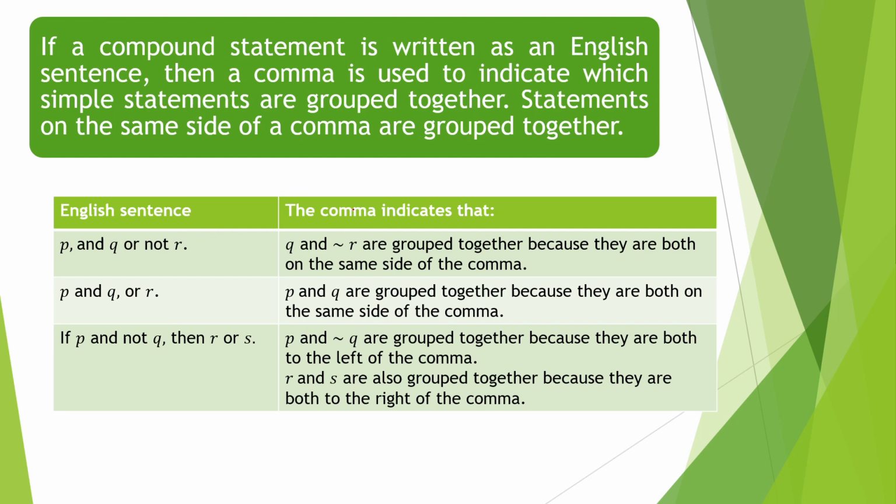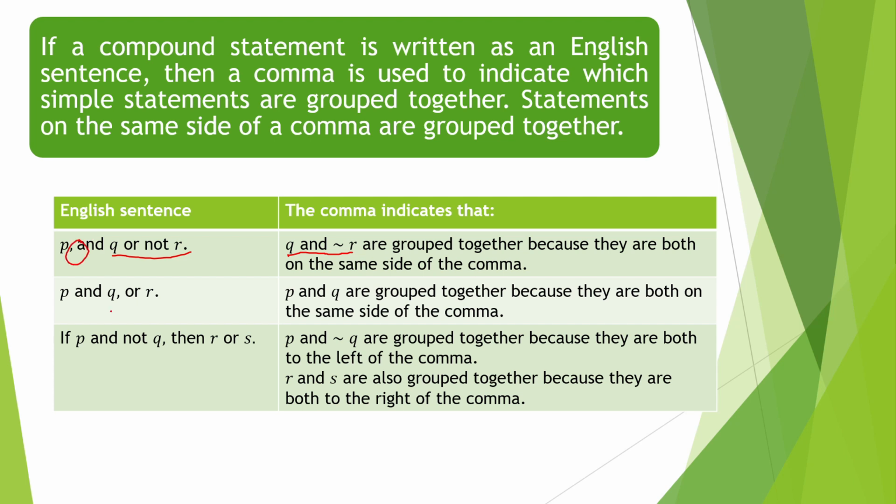And if a compound statement is written as an English sentence, then a comma is used to indicate which simple statements are grouped together. Statements on the same side of the comma are grouped together. In this English sentence, P, comma, and Q or not R, the comma indicates that Q and not R are grouped together because they are both on the same side of the comma.